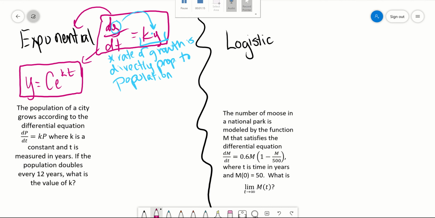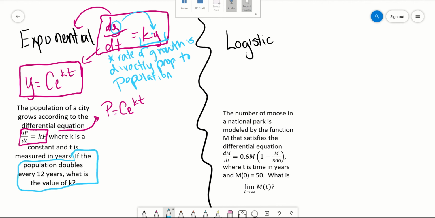So in this example problem down here, it says a population grows according to this differential equation. Now it's a different variable, but you just want to make sure the variable on top matches the variable in the equation, and it's p and p, so it does. So that means this is going to have the solution, instead of y equals, it's going to be p equals ce to the kt. Now it says if the population doubles every 12 years, what is the value of k?